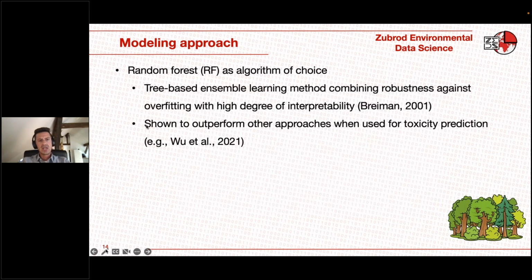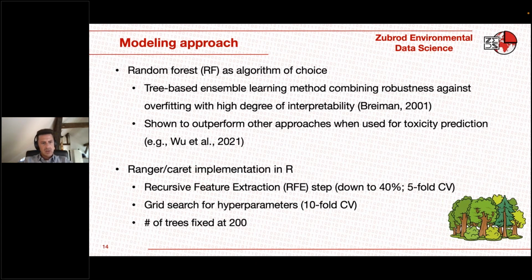a random forest then. So it's a tree-based ensemble learning method combining robustness against overfitting with a high degree of interpretability, which is important for our goal to have explainable models finally. And random forest were also shown to outperform other approaches when used for toxicity prediction. We used random forest implementations and also the general machine learning framework in R for our study.